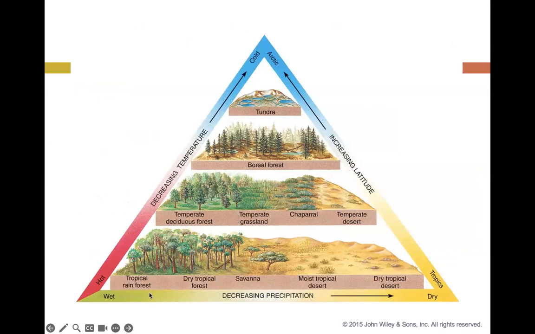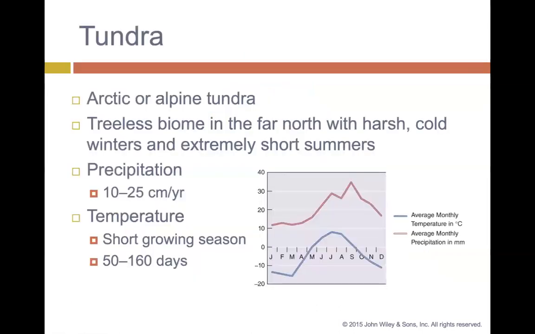From left to right, we have more wet, where we get tropical rainforests, and the hot, temperate deciduous forests that lose their leaves. And then as we go to the right, we have decreasing precipitation. So we get into the savanna, the moist tropical desert, and the dry tropical desert. This is how we group these biomes based on latitude, temperature, and precipitation. So let's go over these 9 now.